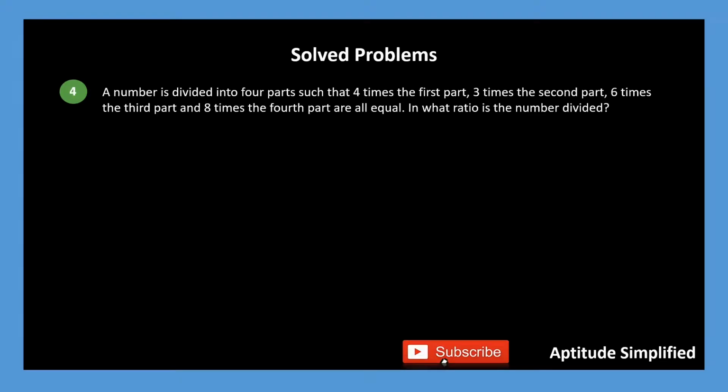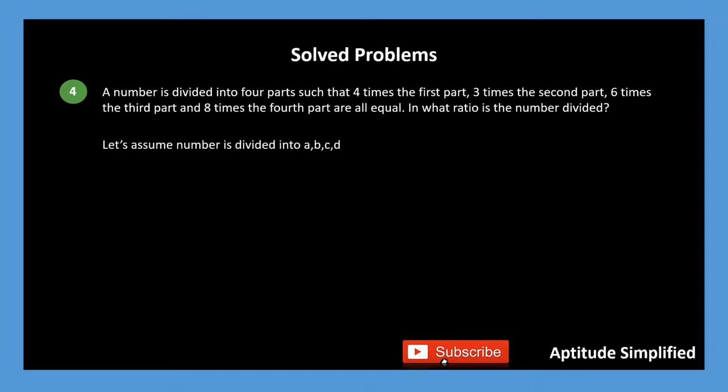So the next question says a number is divided into 4 parts in such a manner that 4 times the first part and 3 times the second part, 6 times the third part, and lastly 8 times the fourth part are all equal. So let's try to decode what the question is exactly saying.